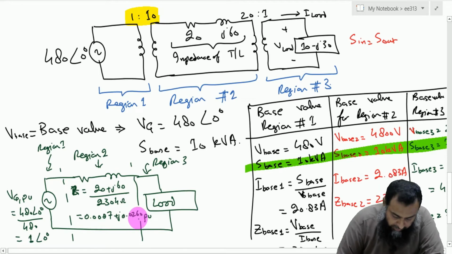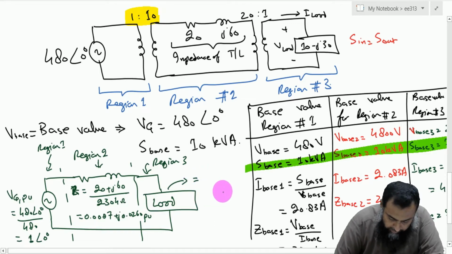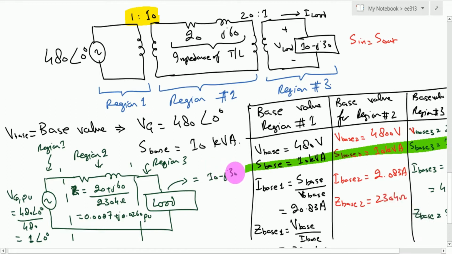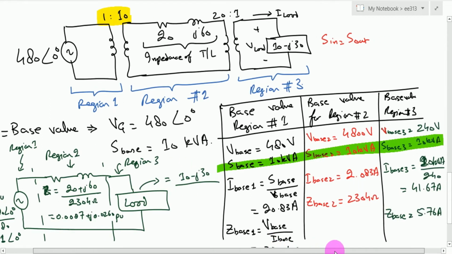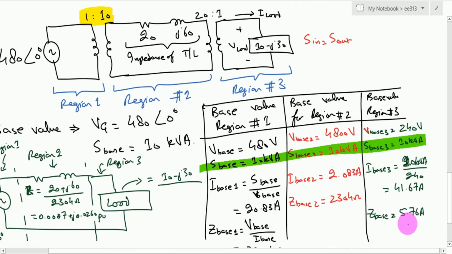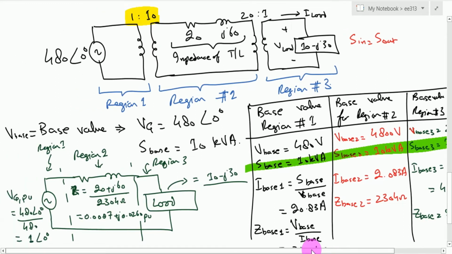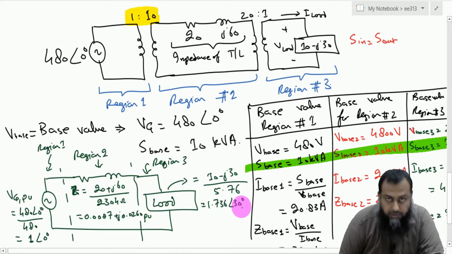For this particular load, we have in per unit value, it is equal to 10 minus J30 divided by the base value of this particular region, which is equal to 5.76 ohm. So, divided by 5.76, it gives me a value equal to 1.736 at an angle of 30 degree in per unit, right.